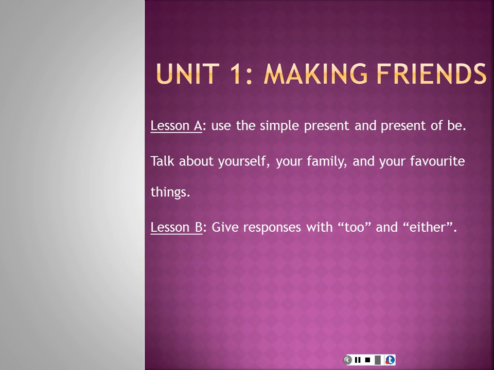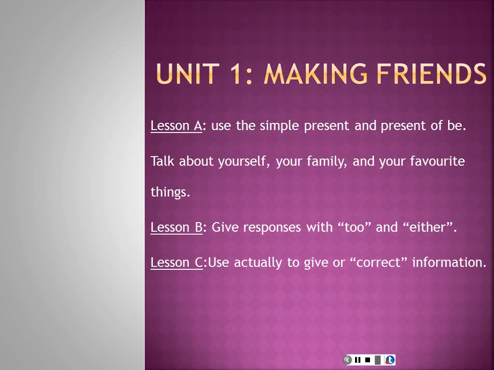How do we use too and either? So in lesson B, this is lesson B. Lesson C, we use actually, how to use actually, this word actually, to give or correct information.